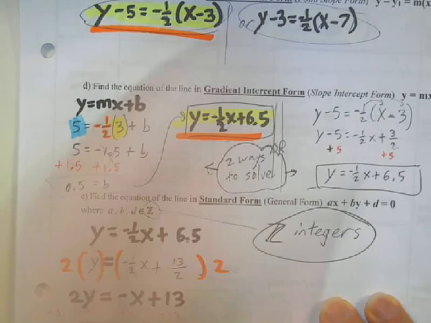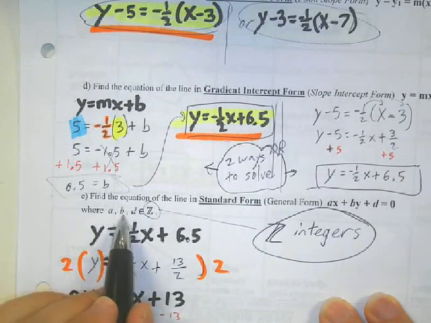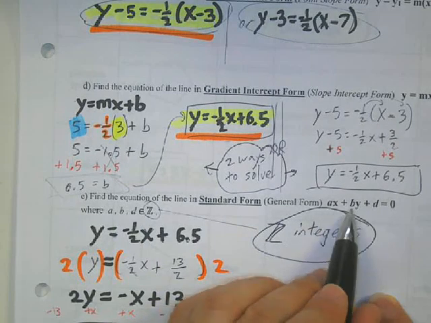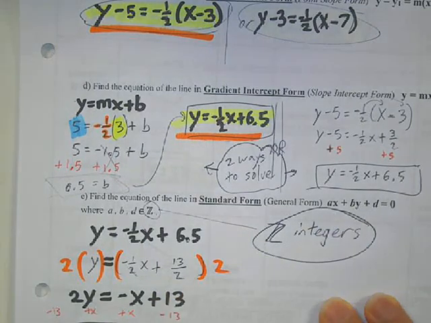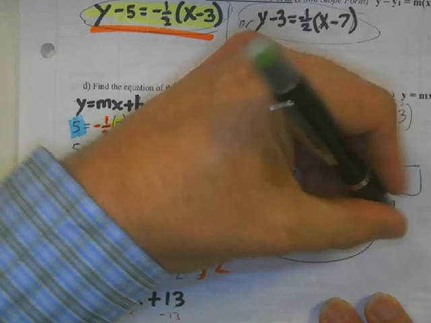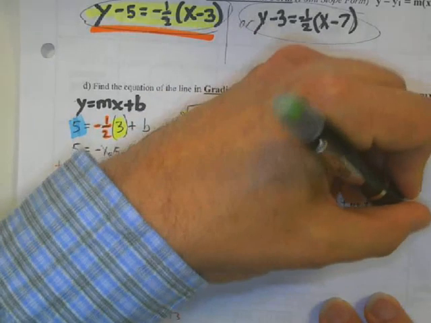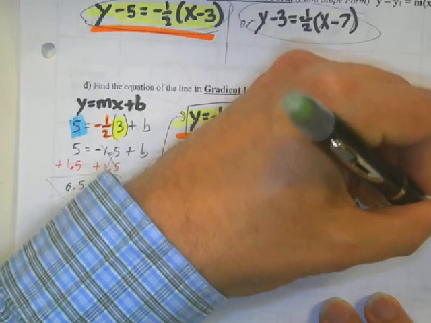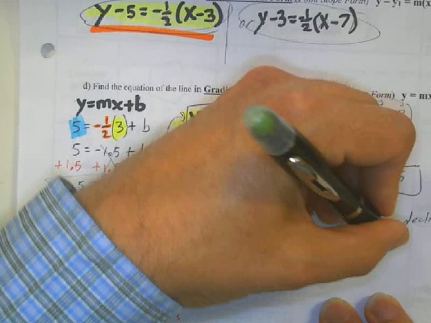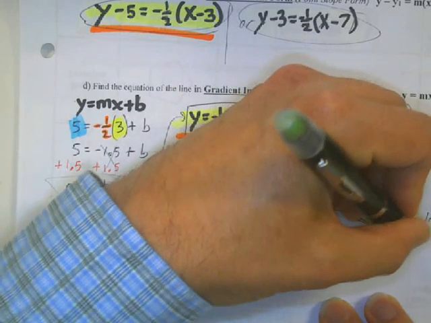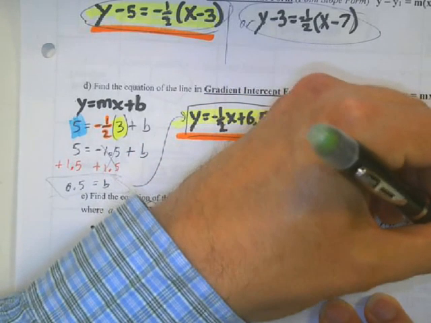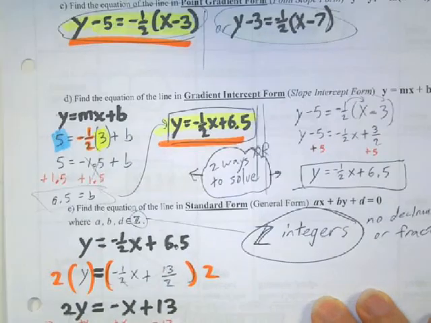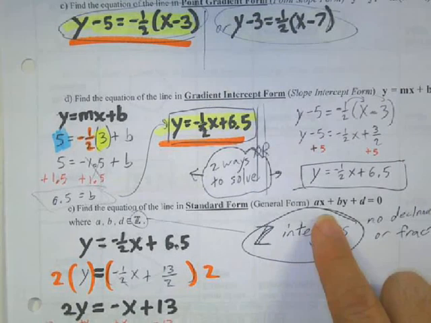Okay, so the a, the b, and the d coefficients can't have decimals. No decimals or fractions. Right. So we want our equation to look like this.